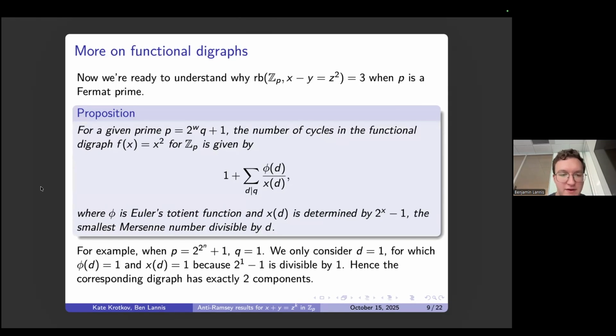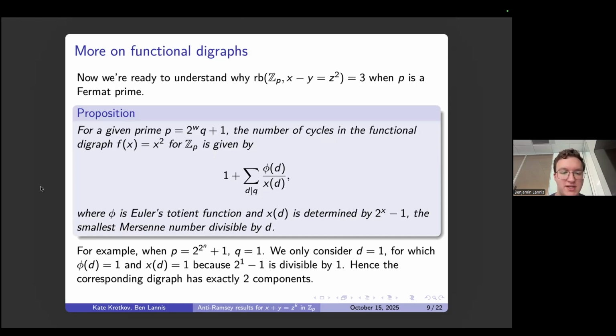To give a concrete example of this, suppose that my prime modulus is actually a Fermat prime, so it has the form 2 to the n plus 1. When I write it in the form prescribed by the proposition, I find that q is 1. Therefore, in the sum, we only need to consider d equals 1, for which phi of d is 1, either by definition or by taking the empty product. And x of d is 1, because the Mersenne number 2 to the power of 1 minus 1 is divisible by 1.